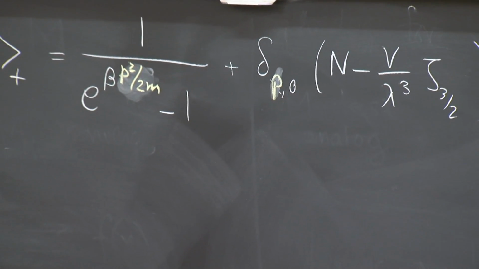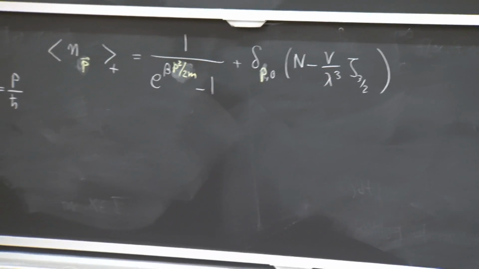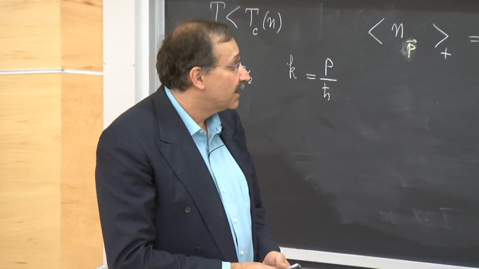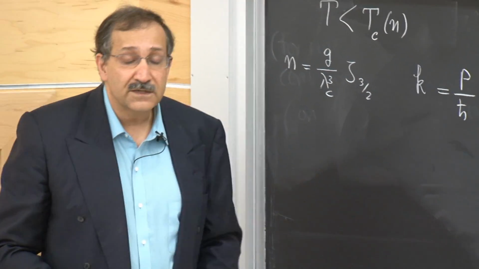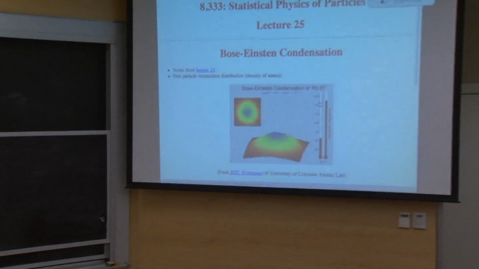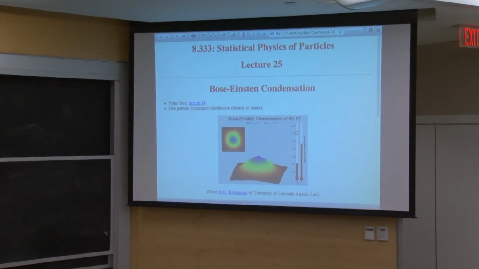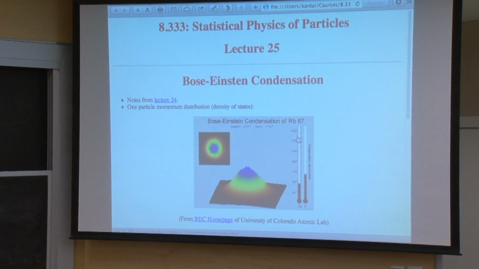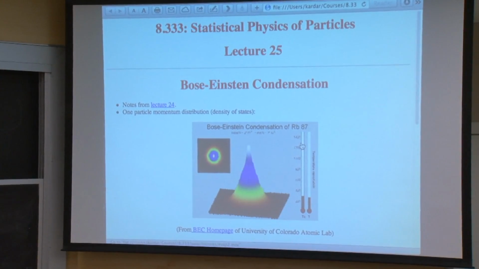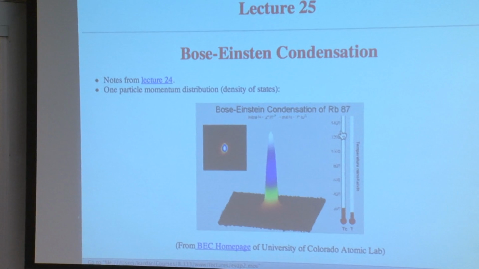Now, when people saw the signature of Bose-Einstein condensation, it was precisely this. So this is the figure that shows this from the experiment of Eric Cornell and group.